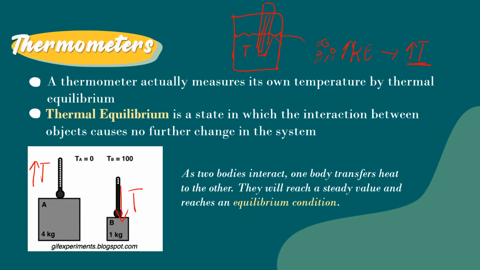What happens here is that the hotter object transfers some of its heat to the other material, object A, and object A, being the one with the lower temperature, absorbs the heat, and in turn its temperature increases. So as two bodies interact, one body transfers heat to the other, and they will eventually reach a steady value known as the thermal equilibrium condition.